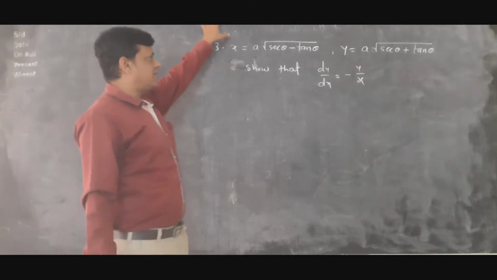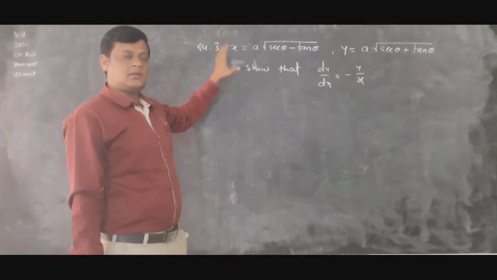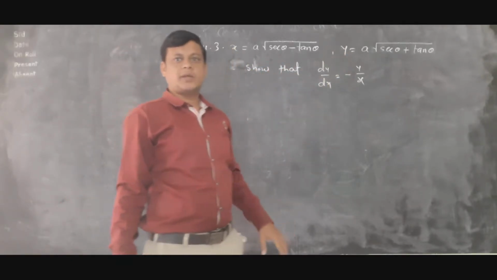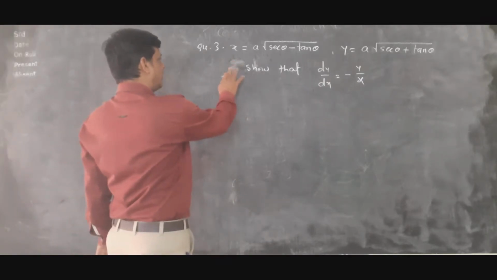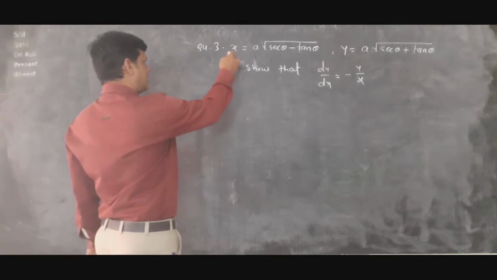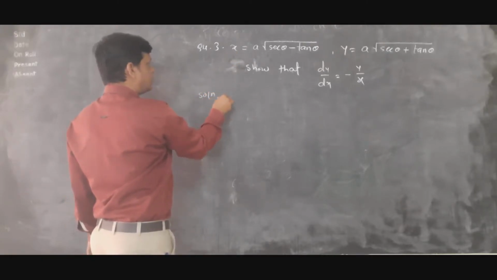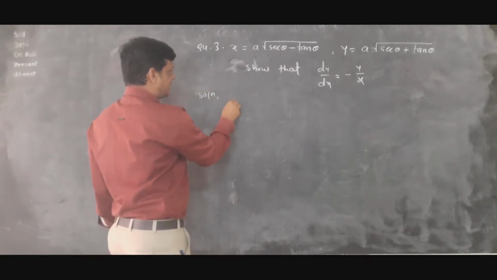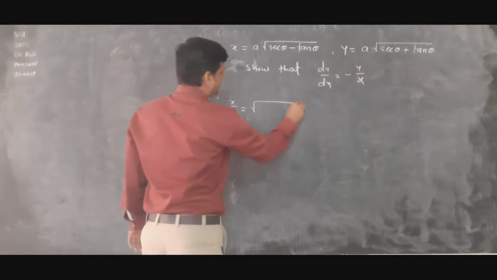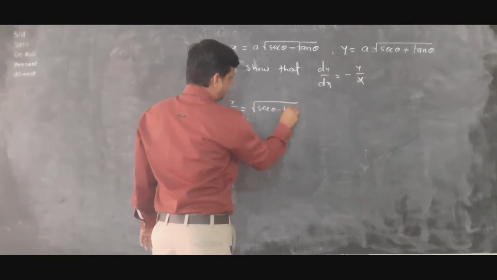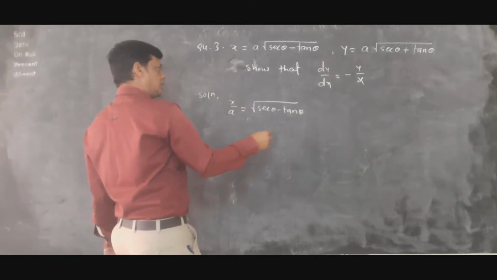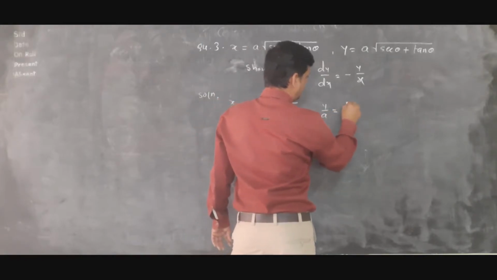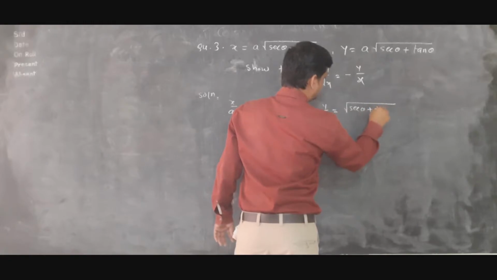You can solve this example by eliminating the parameter, or by directly differentiating x with respect to theta and y with respect to theta. Here we solve this by eliminating theta. For that, in the solution we write x equals a root of sec theta minus tan theta as x by a is equal to root sec theta minus tan theta, and for y we write y by a is equal to root sec theta plus tan theta.